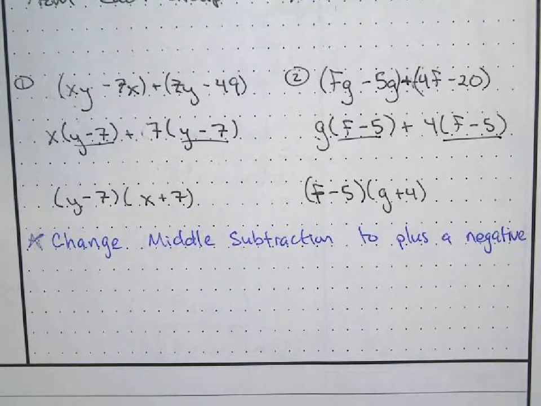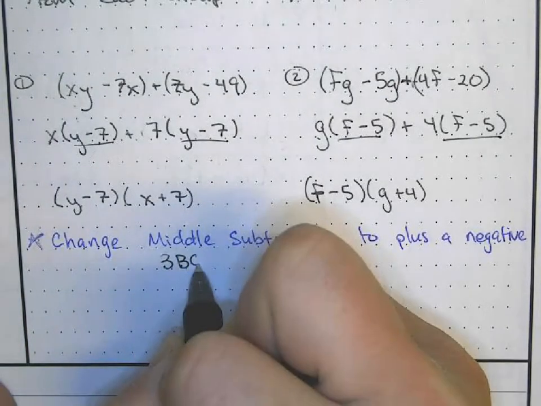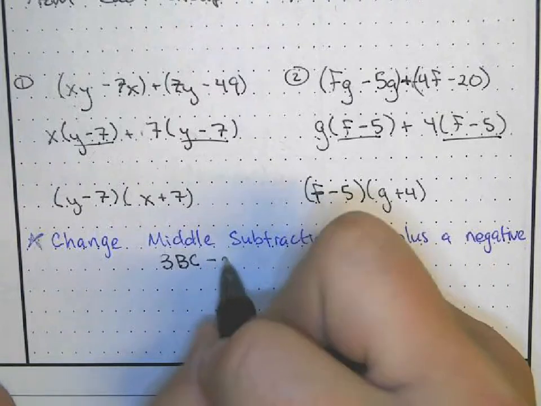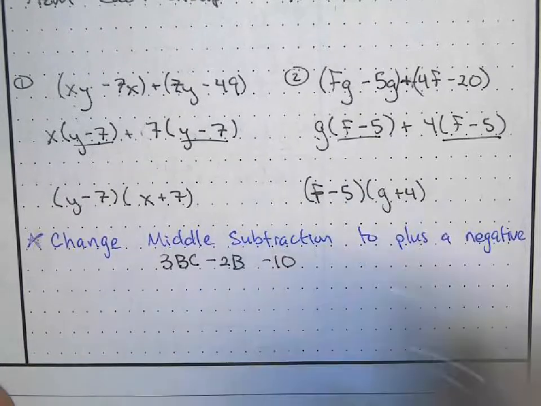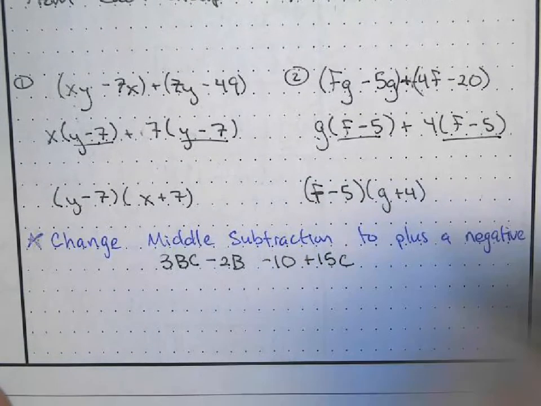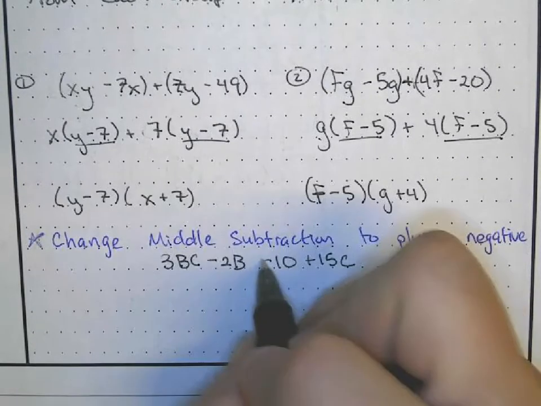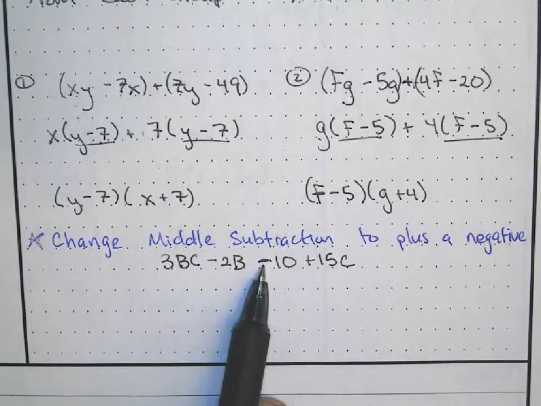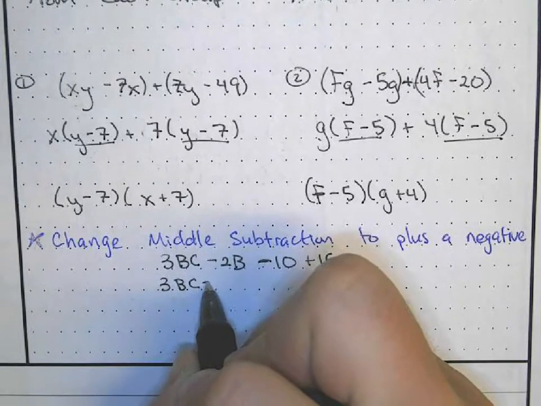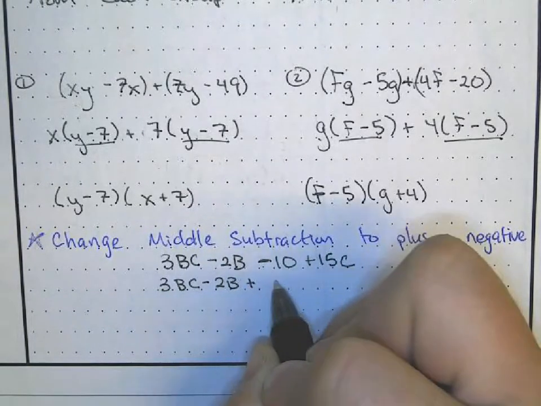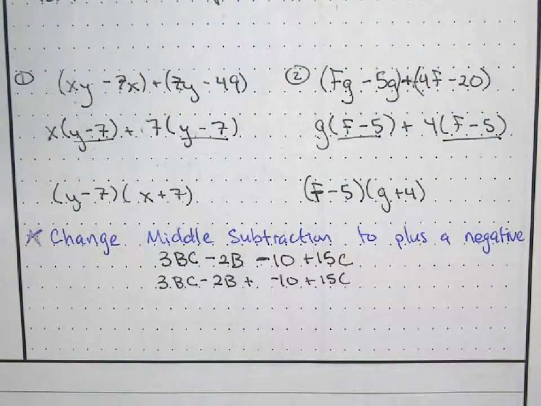So let's say I'm doing 3bc minus 2b minus 10 plus 15c. What makes this easiest is if we change the subtraction right here in the middle into plus a negative. So I'm just going to recopy the problem doing exactly that. 3bc minus 2b plus negative 10 plus 15c.